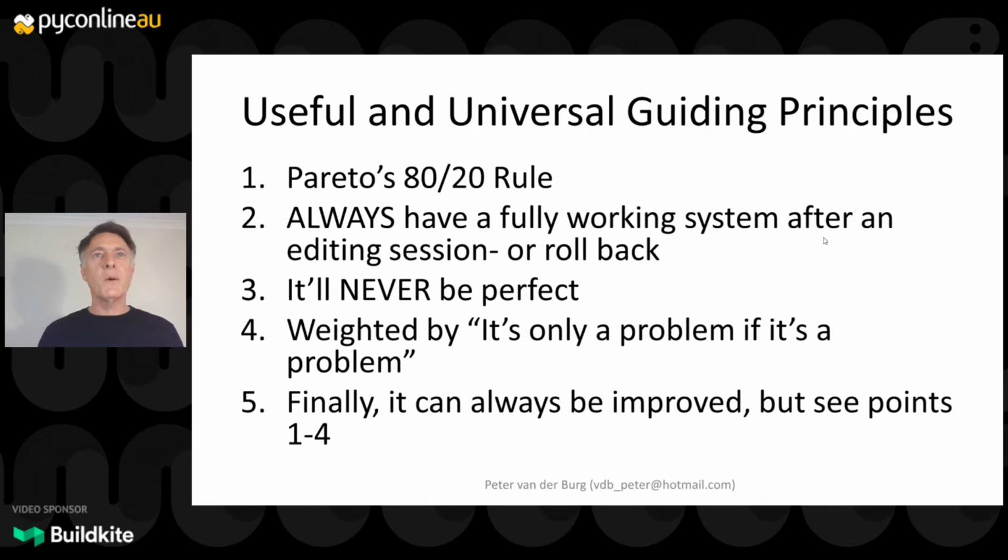When I'm coding, always have a fully working system after an editing session. If not, roll back. I've got to keep telling myself that it'll never be perfect. Perfection is subjective. And point number 4 is important as well, it's only a problem if it's a problem, otherwise stay away from it. And of course, it can always be improved. But remember points 1 to 4.